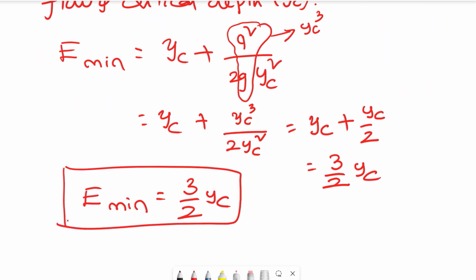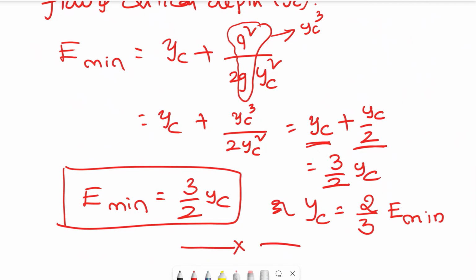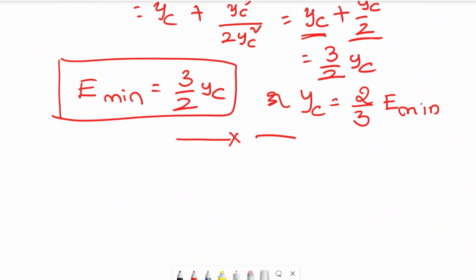In this, 3 by 2 YC, YC is the critical depth, and half YC relates to the velocity head. Kindly remember that. That's what YC plus YC by 2, or else YC is equal to 2 by 3 into E minimum. This is again very useful while solving problems.